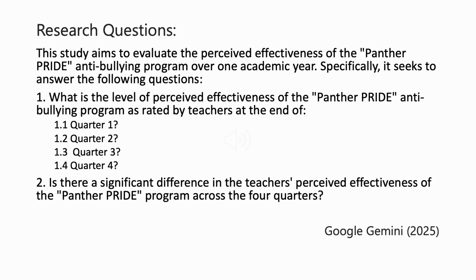In this study, we're focusing on how teachers perceive the effectiveness of the Panther Pride anti-bullying program over the course of one academic year. We're asking 2 main questions. First, we want to know, how effective do teachers think the program is at the end of each quarter? So we're looking at their ratings in quarter 1, quarter 2, quarter 3, and quarter 4. This helps us understand how their perceptions may shift as the program continues.